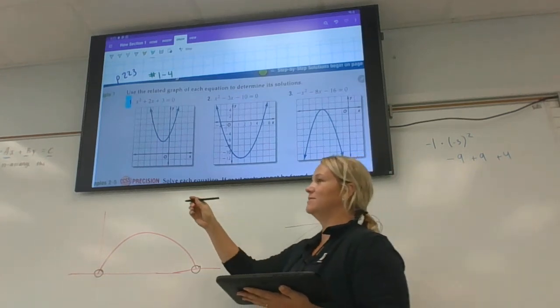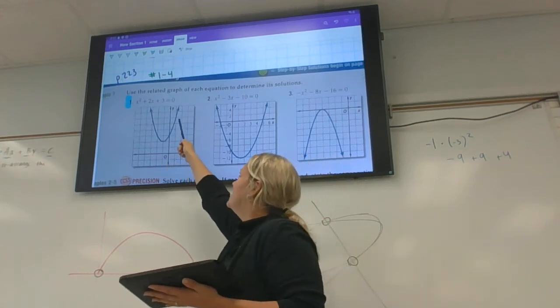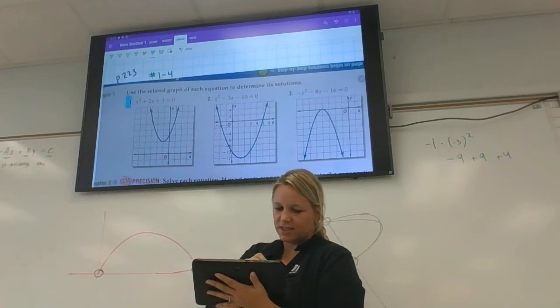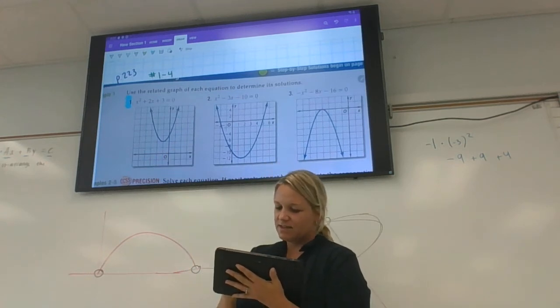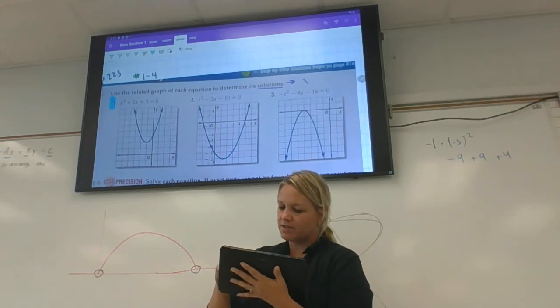Number 1 gives you the graph. It says determine the solutions. As a reminder, solutions are x-intercepts.